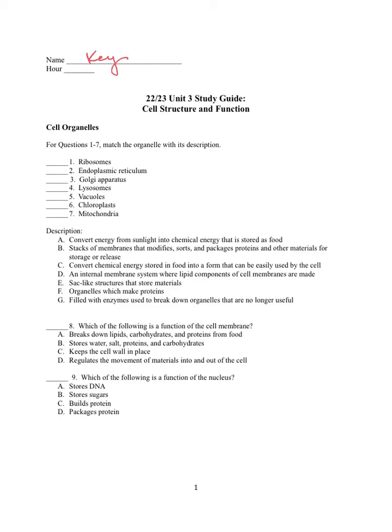All right, today we're going to go over the answers to the Unit 3 study guide about cell structure and function. So for questions 1 through 7, we're just matching organelles with their descriptions. So number 1 is ribosomes. Remember that ribosomes make proteins, which means that these are the organelles that make proteins, so the answer for number 1 is F.